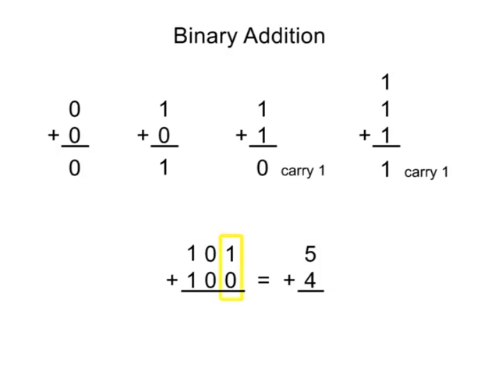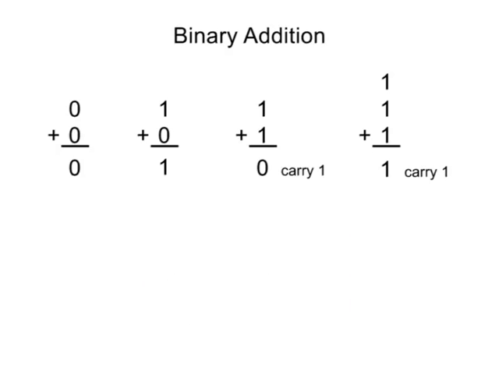1 plus 0 yields a 1. 0 plus 0 yields a 0. 1 plus 1 yields a 0, with a 1 that carries over. The sum is therefore 1, 0, 0, 1 in binary, which equals 9.